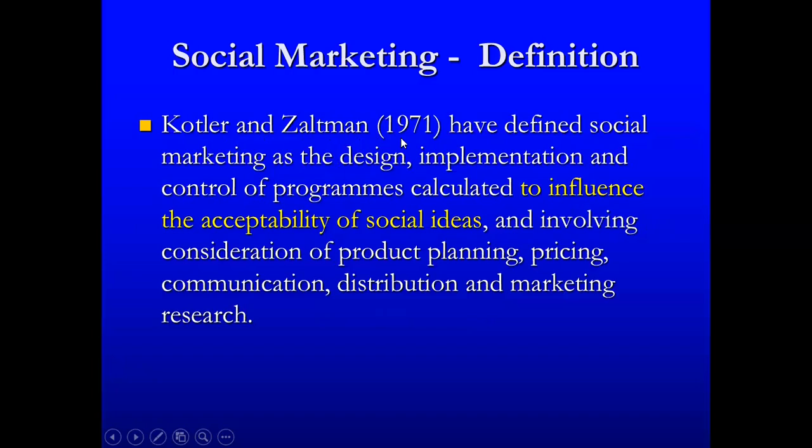Kotler in 1971 defined social marketing as the design, implementation, and control of programs calculated to influence the acceptability of social ideas and involving consideration of product planning, pricing, communication, distribution, and marketing research. So basically, it is the use of marketing activities to influence the acceptability of social ideas.